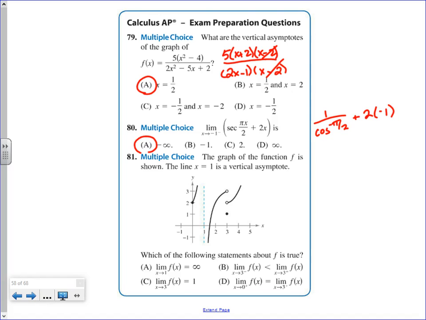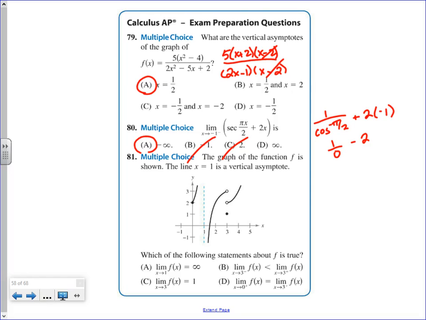What's cosine of pi over 2, though? 0. So 1 over 0, what should this point us to? It's infinite, right? A number over 0. There's a vertical asymptote. If it's a vertical asymptote, automatically we have a 50% chance of getting it right, because it has to be one of the infinities. Then we have to figure out the sign.